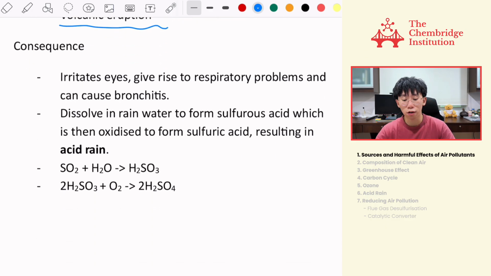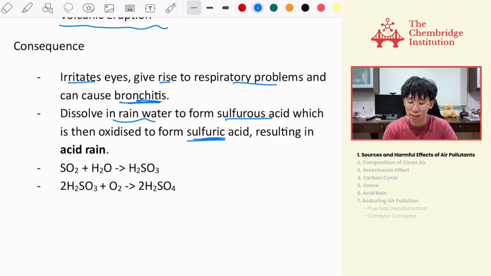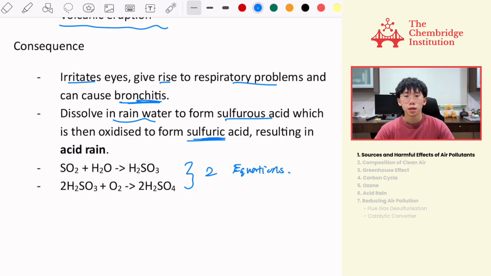So the consequences of sulfur dioxide are that it irritates your eyes, it gives rise to respiratory problems, and it can also cause bronchitis. Your SO2 is also a contributor to acid rain. It will dissolve in rainwater to form sulfurous acid, which is then oxidized later to sulfuric acid. So these are the two equations that you better know as well. And again, we're going to talk about the consequences of acid rain later.